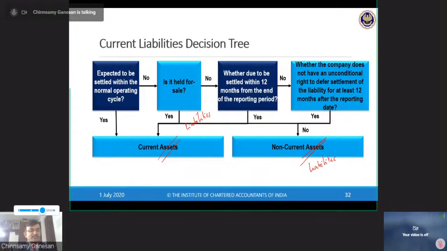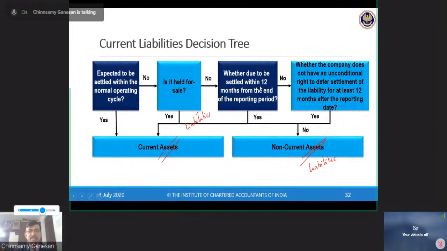Let us take one example. I have a trade payable. The trade payable is due to be settled based on the terms and conditions which I have agreed. Is it within the normal operating cycle? When I am talking about the inventory holding period, the credit given by the creditors is also assumed. So if the market credit is 15 days, those 15 days are also taken into consideration. So it falls under the normal operating cycle. Whether it is due to be settled within the normal operating cycle, it becomes a current liability.